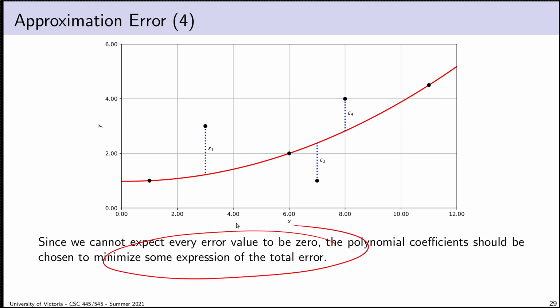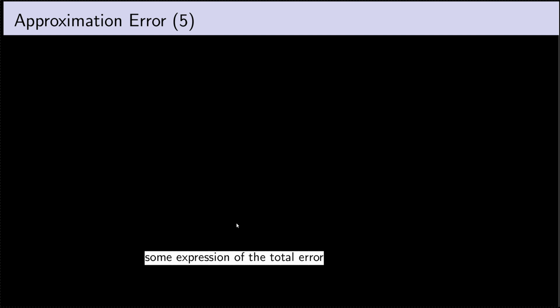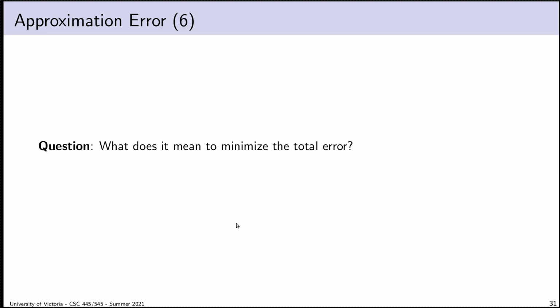And alarm bells should immediately go off. Wait a minute, what's the total error? We have to find some way of expressing total error before we can begin making arguments about what it means to minimize the total error. So what does it mean to minimize the total error? Well, it could mean a lot of things. We have to define total error before we can do that.